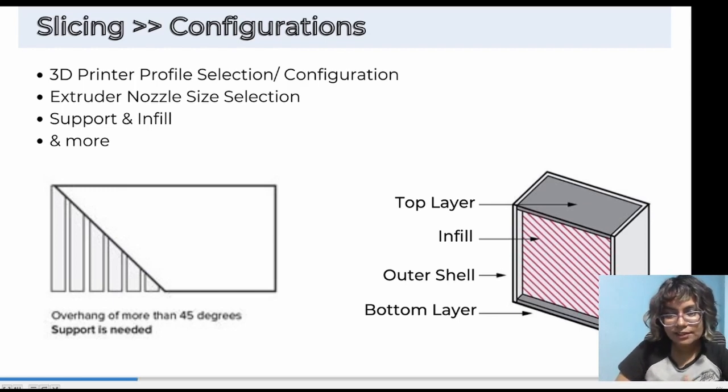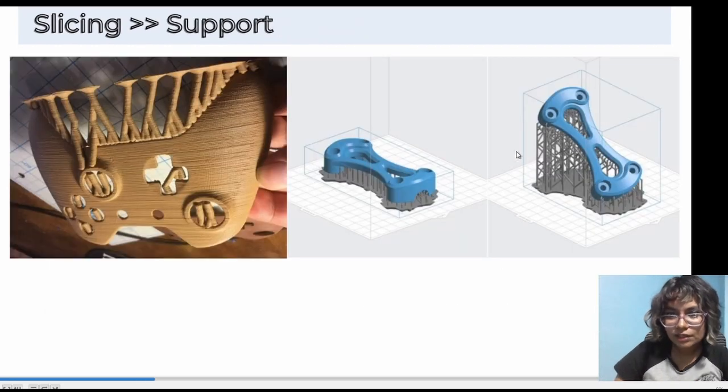So whenever there is possibility of an overhang, we add support into the object. We don't need to manually add it. We just need to define it while we are slicing the object. The gray portion here is the support. This support keeps the object together while it is being printed.